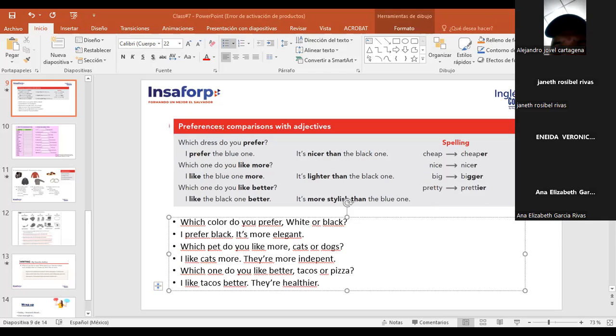Which do you prefer, Coca-Cola or Pepsi? I prefer Coca-Cola. But why? Escriban por qué. It's more delicious, it's cheaper. It's tastier, sabe mejor? Tastes better than... Tastier. Exactly, tastes better. Excellent. Para contestar, usamos because.